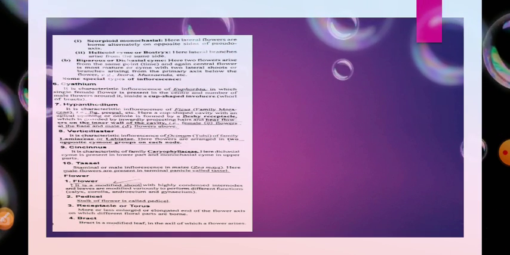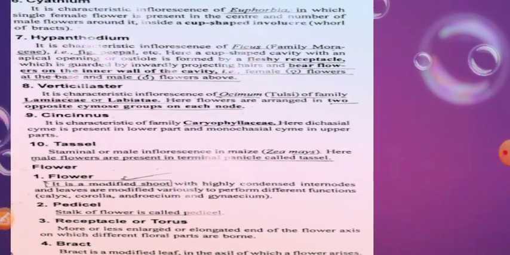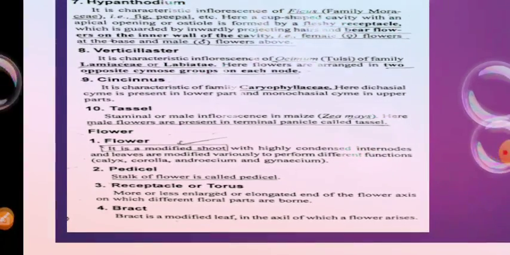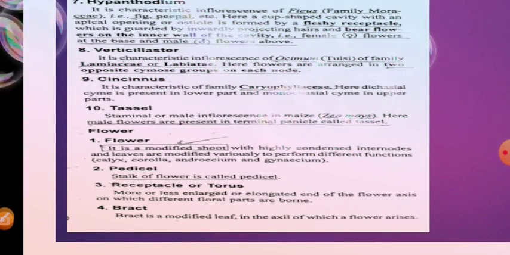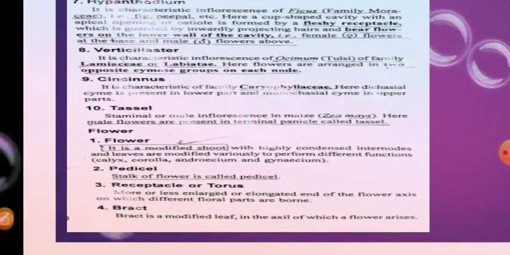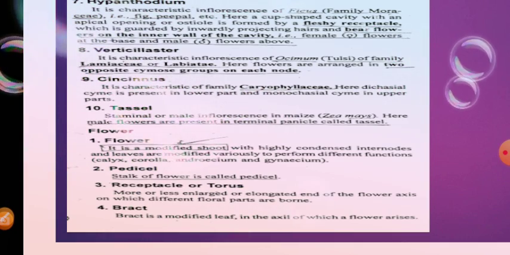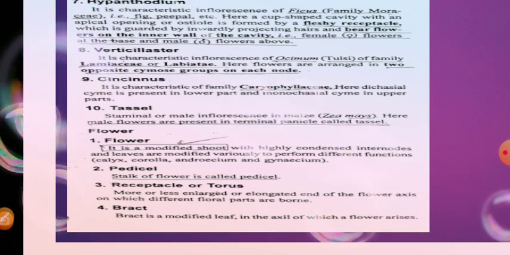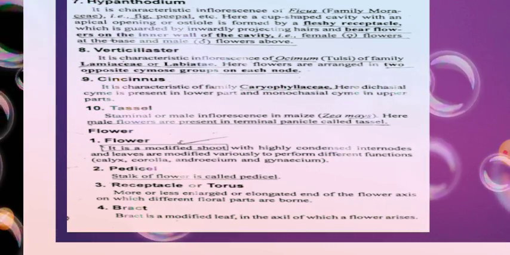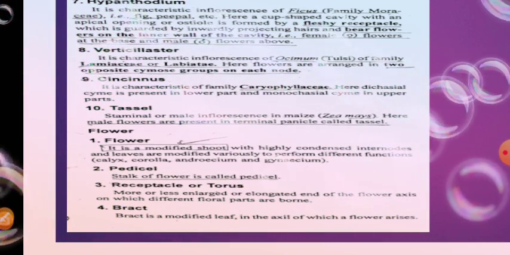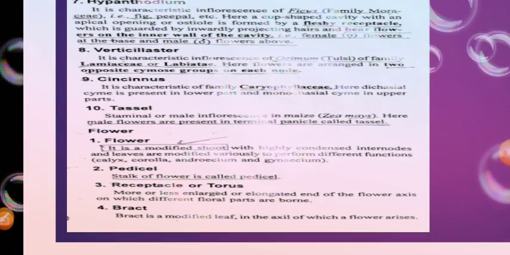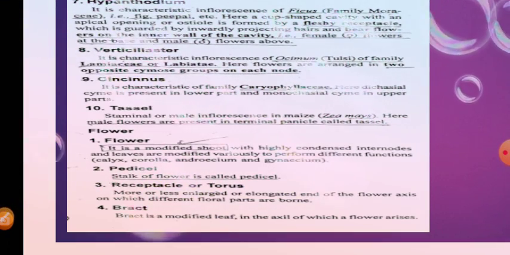of the family Labiatae. That is its older name, and nowadays we have renamed it after ICN. Now it is called the Lamiaceae family, and here the flowers are arranged into two opposite cymose groups on each node. That's why this type of arrangement is known as the verticillaster type.